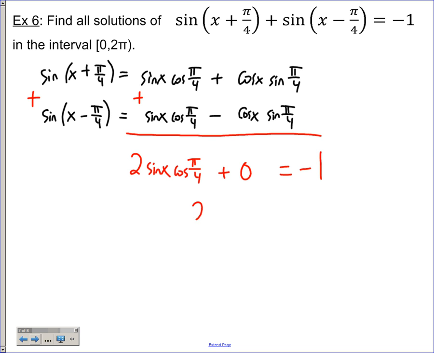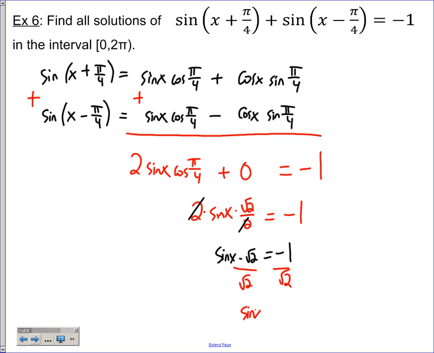So we end up with 2 times the sine of x times the cosine of pi over 4, which is root 2 over 2, all equal to negative 1. So here I'm going to cancel my 2's. I get sine of x times root 2 equals negative 1. We'll divide by root 2, and we end up with sine of x equals negative root 2 over 2 once we rationalize.